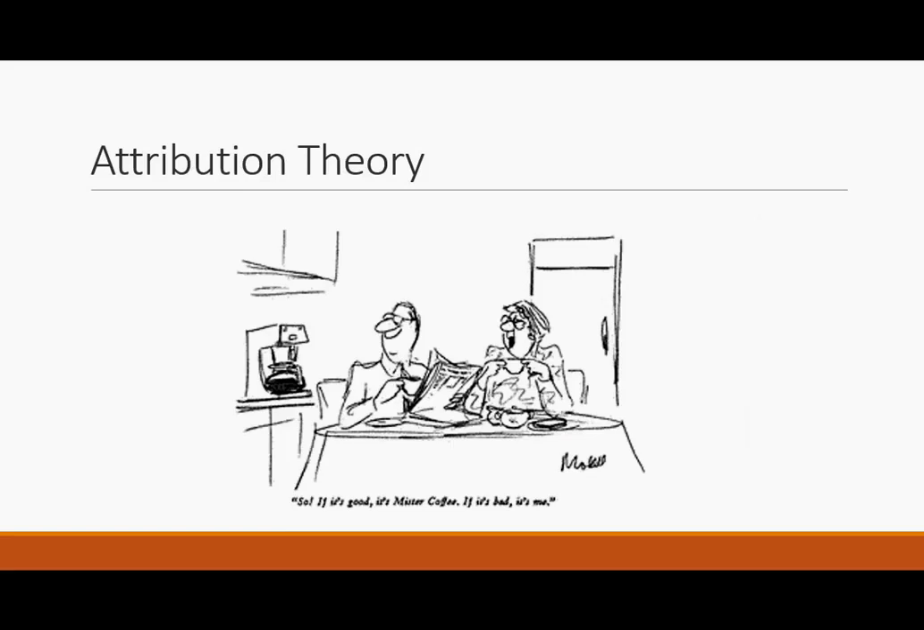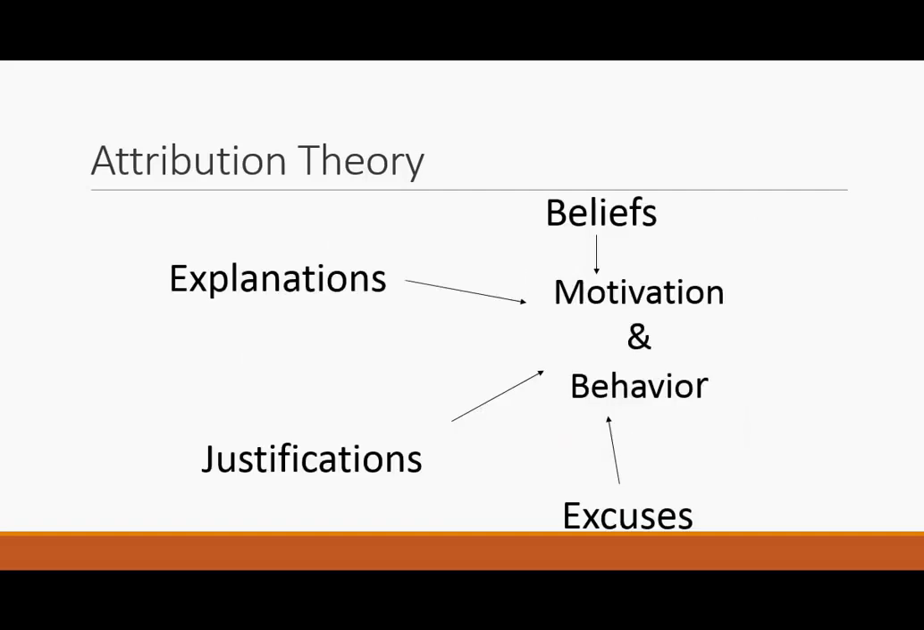And we want to be attributed with good things, and we want to not be attributed with bad things. We want to internalize the attribution or the blame for good things that happen, and externalize the attribution or blame for bad things that happen. There's some more complexity to it, though. Explanations and justifications, beliefs and excuses all play a role in how we are motivated and how we behave. Okay? I believe certain things. I explain it certain ways. I have justifications and excuses.